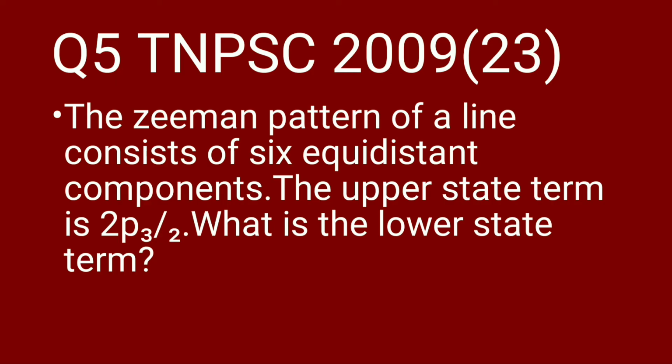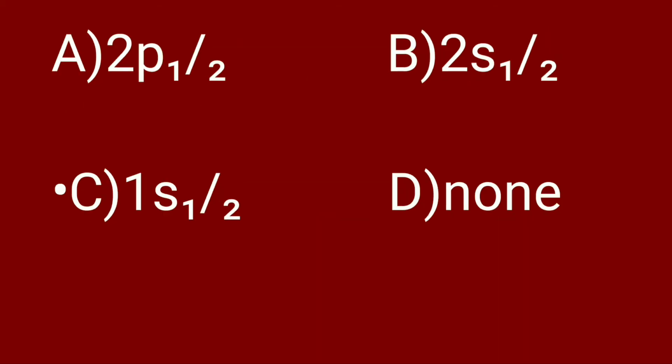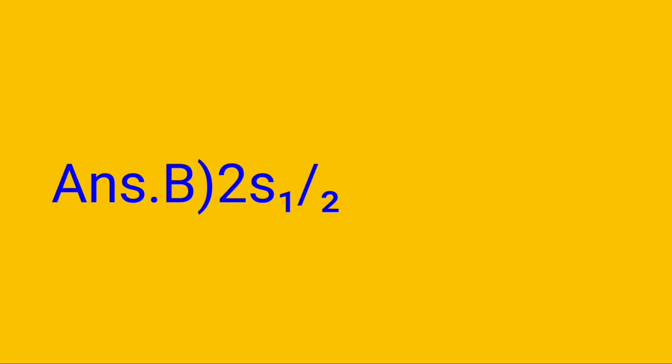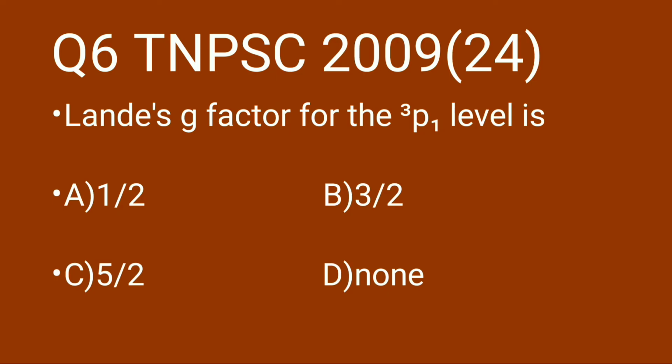Question number 5. The Zeeman pattern of a line consists of 6 equidistant components. The upper state term is 2P3/2. What is the lower state term? A 2P1/2, B 2S1/2, C 1S1/2, D none. Answer B, 2S1/2, is the correct answer.